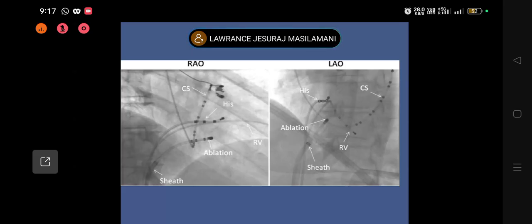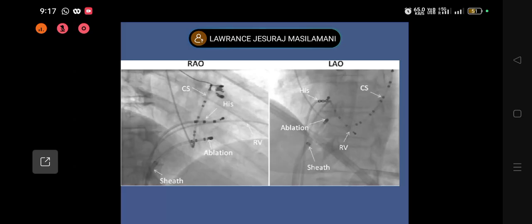So this is very important. This much of a safety margin is very important. You can clearly see in LAO view your CS catheter, which is getting into the coronary sinus, and you can see your ablation catheter facing septally. This is very important. You face septally towards the spine.